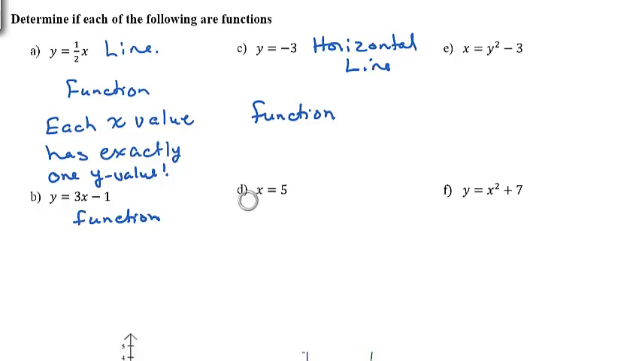Our next example, D, x equals 5. This is also a line. This is a vertical line. So horizontal line is going from right to left. Vertical is going up and down. And so is a vertical line a function? So now x is always 5. It doesn't matter what y is. So on this vertical line, will this pass the vertical line test? No. All of the x values are 5, and y can be anything this time. And so this is not a function.